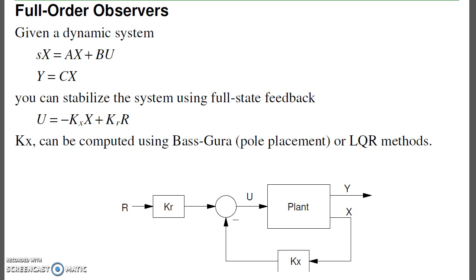Now, a little bit of background. Given a dynamic system, x dot equals Ax plus Bu, y equals Cx, you can stabilize the system by using full state feedback, where the feedback gains Kx can be computed using Bhaskara or pole placement, or LQR methods. Your pick.